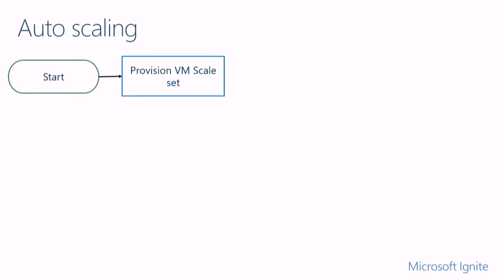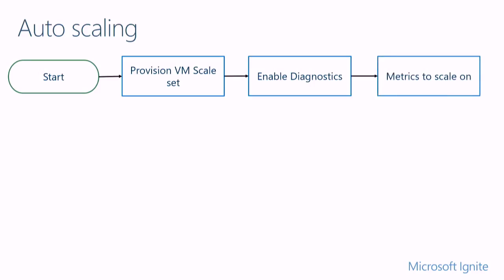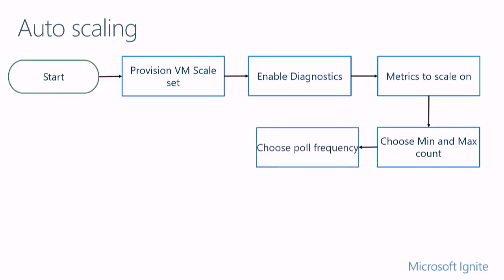So let's walk through the steps when you're trying to configure auto-scaling in a Service Fabric cluster. First of all, a Service Fabric cluster is composed of a number of VMs participating in a VM scale set. So you need to provision it, enable diagnostics on top of it, and set the metrics on which you want to scale, which can be CPU performance or number of user requests. Then choose a min and max count of those values.